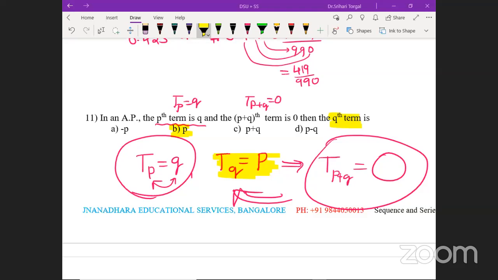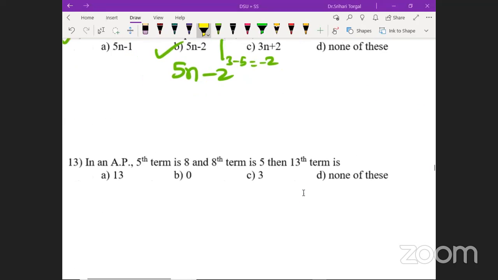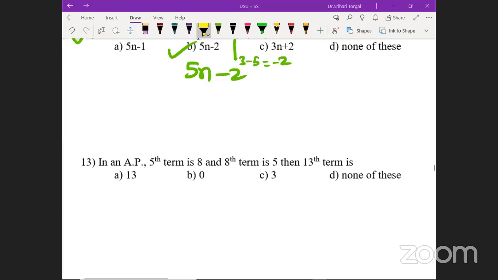On to the next question. You can note down the result. Yes, let me move on to the next problem. You can answer this. Very easy. What is the answer for this? You can answer in the chat. Yeah, very good. Option B is the right answer.